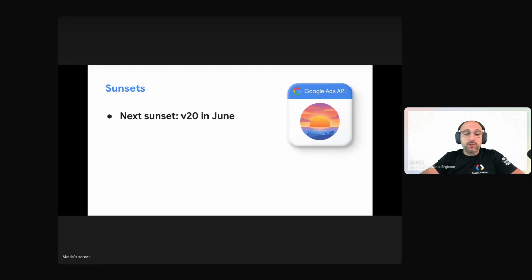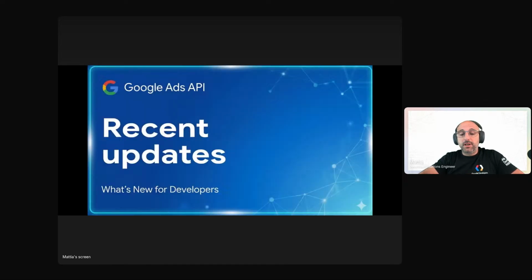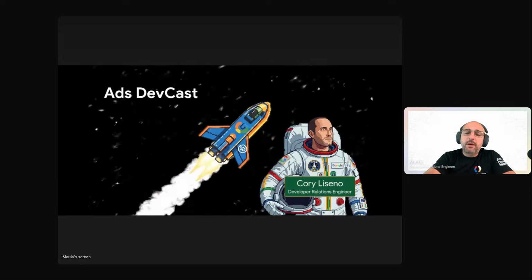As usual, I have habits that I like to keep on our live events. And as usual, I want to start with some recent updates that are not necessarily related to the Google Ads API itself, but they are related to things happening around the API, in the whole context of things that you can do with Google Ads and its API.